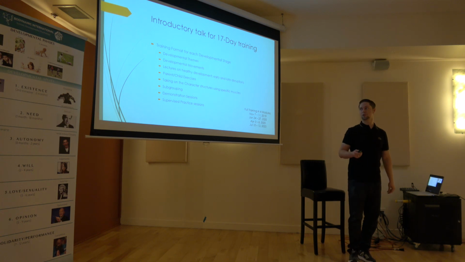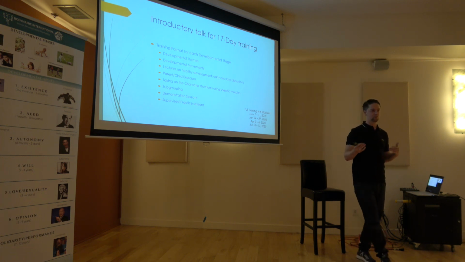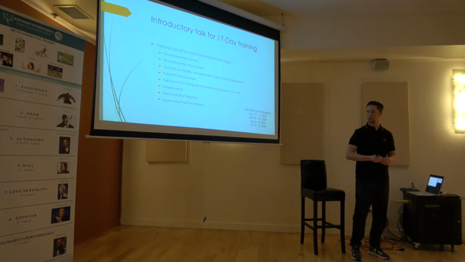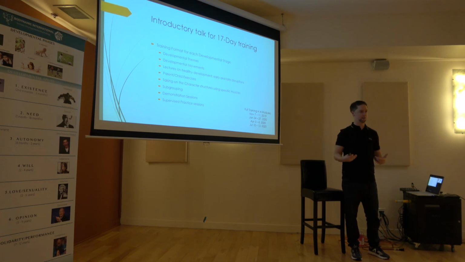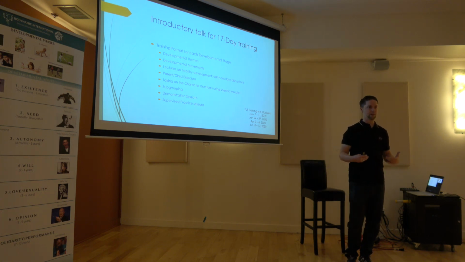So in the training, we start off with going through the developmental themes, and I'll explain that a little bit later on. And then we go into developmental movements, and then there are lectures on healthy development and early and late disruptions. I'll explain that later as well. There are parent-child exercises, what a healthy parent-child relationship is like, what unhealthy is like, what are sort of the shades of gray in between. And then you actually take on the character structures, what it's like to embody them, and we practice that.